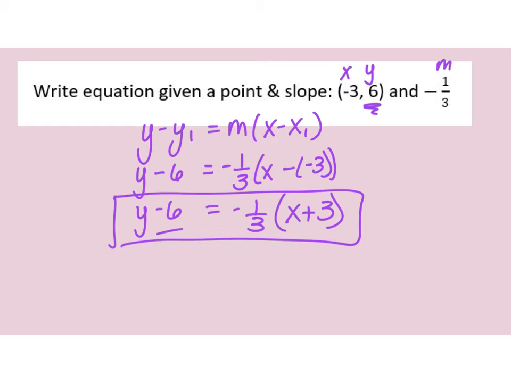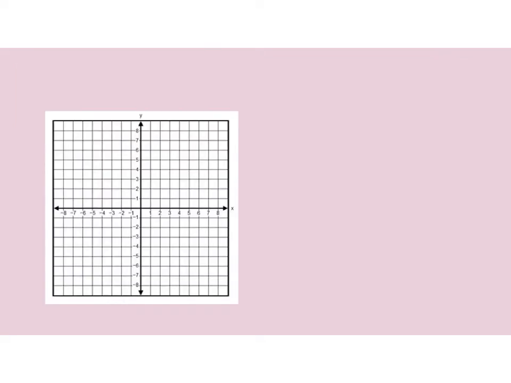So what we're going to do now is actually graph this. We use the point (-3, 6) and the slope of negative 1/3. So I'm going to graph (-3, 6). So (-3, 6) is here. And I have a slope of negative 1/3. So I'm going to go up 1, left 3, and down 1 this way, and so on and so forth.